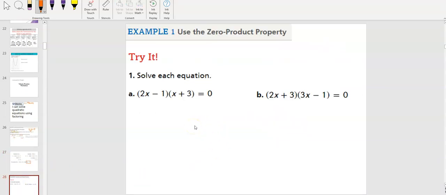Here is where we're going to try it on our own. So you guys are going to do B, we're going to do A. So basically we know that as long as one of these two binomials is 0, then our equation can be true. So I'm going to do two problems. I'm going to make one problem where 2x minus 1 is equal to 0, and I'll do another problem where x plus 3 is equal to 0. Okay? And now I solve.